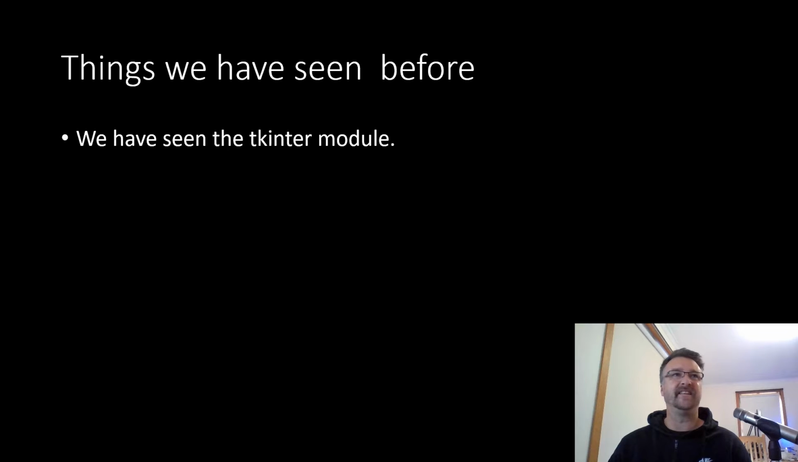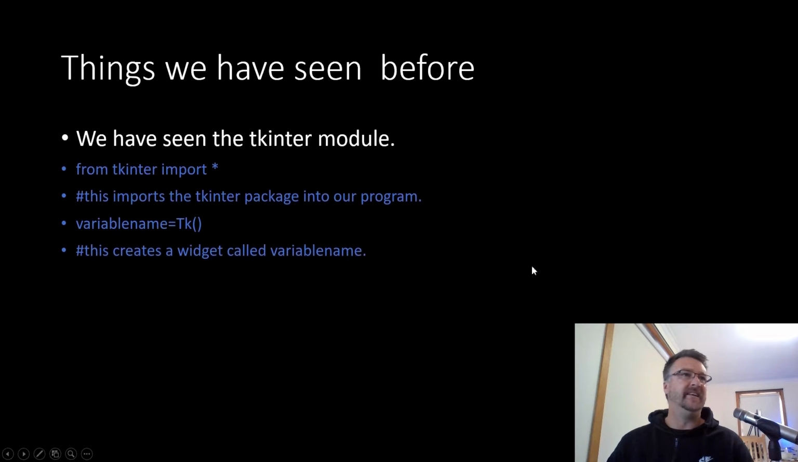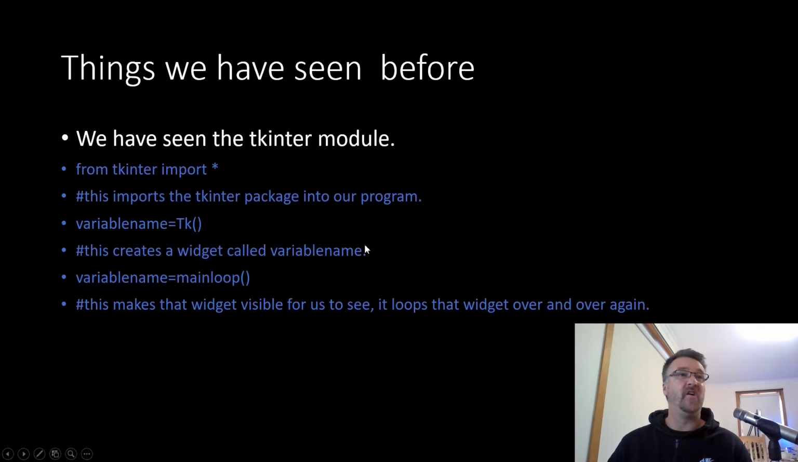First, we've seen the Tkinter module, for example, from tkinter import all. This imports the Tkinter package into our program. The variable name equals tk, open brackets, close brackets. So we could have any name; often people use root or first window or something like that. This creates a widget called variable name in this particular case. Variable name dot mainloop loops over the widget over and over and over, so we can see what's going on with it.